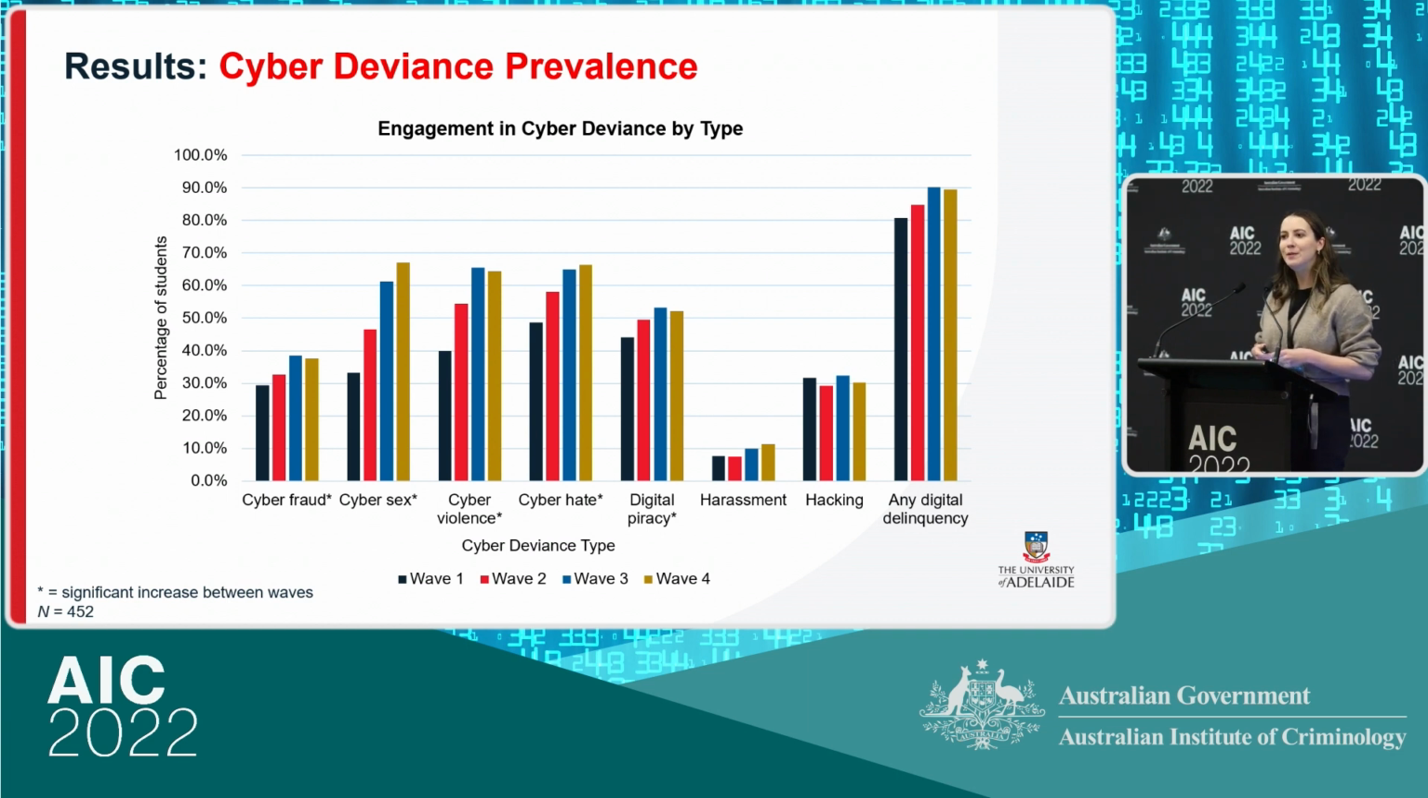Piracy, we had about 50% engaging in that, so that's classic torrenting, things like that, copyright, that sort of thing. That was increasing as students aged as well. And then we had harassment, which did not differ across the waves. We had about 10% of students engaging in that.